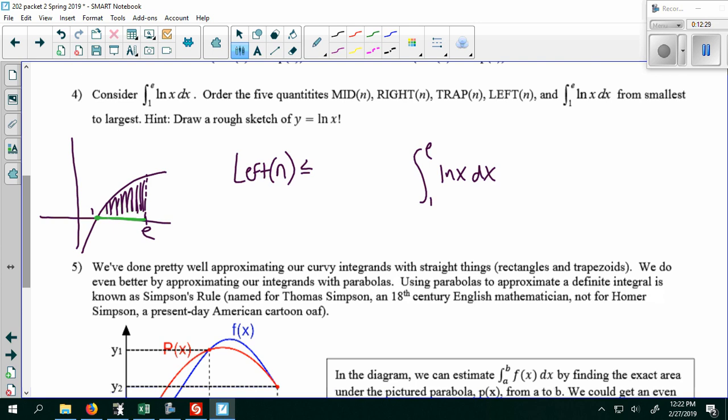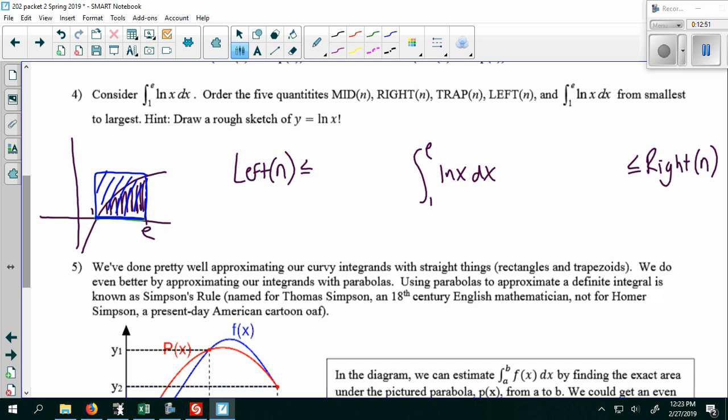If I do right n for this same interval, I'm going to go up to the height of the function and draw a rectangle. So that is a very large overestimate. So that definitely goes to the right here. It is larger than the value of the integral, much bigger.